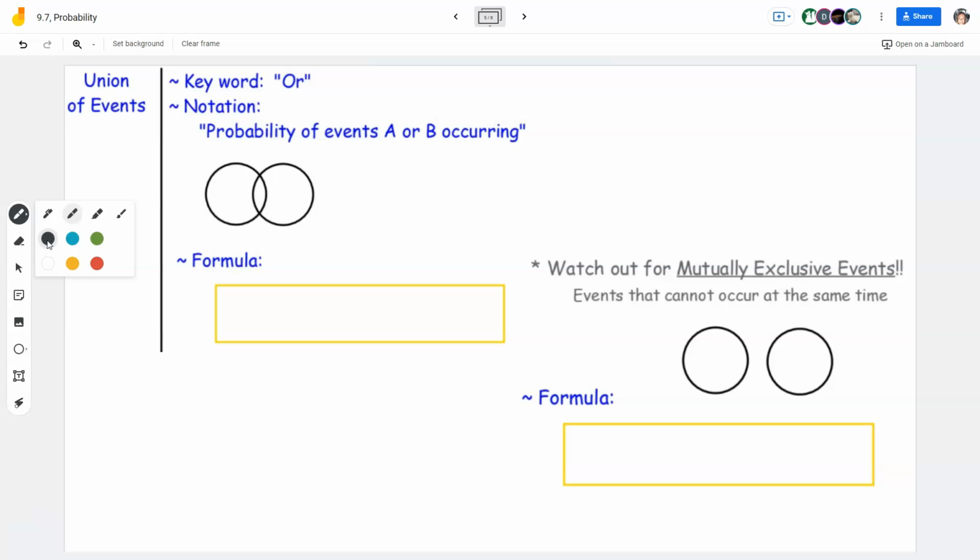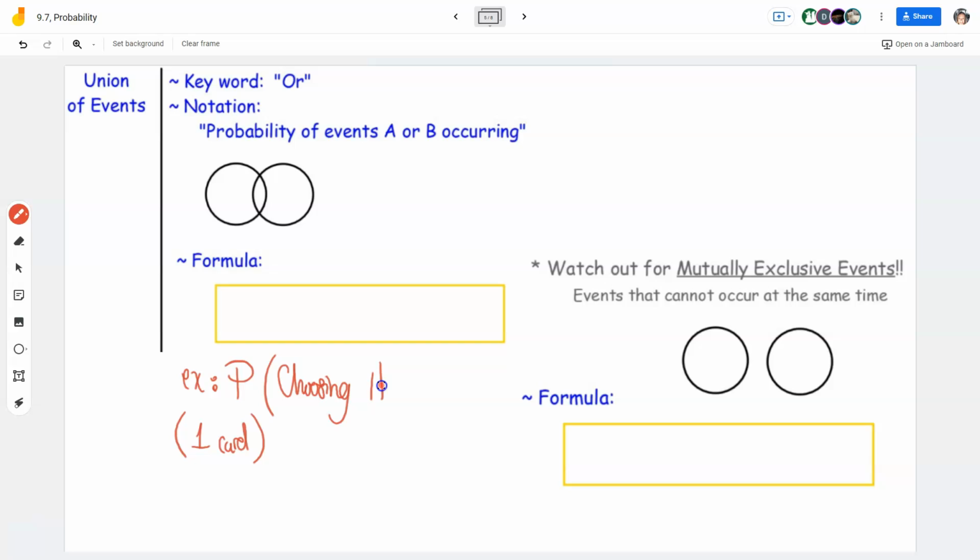If I was, let's see, didn't we talk about cards at the end of the week, right? Okay. So what if I was to ask you some sort of just basic example of the probability when choosing one card, so we'll just say you're picking one card out of a standard deck, of choosing, let's see, a heart or a face card. Okay, of choosing a heart or a face card.